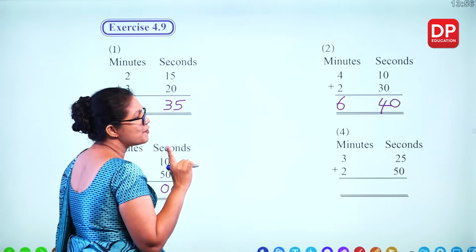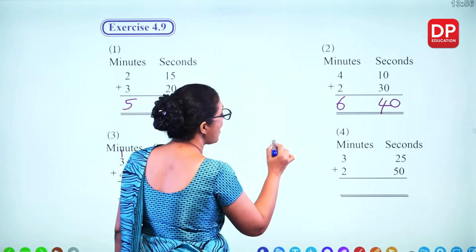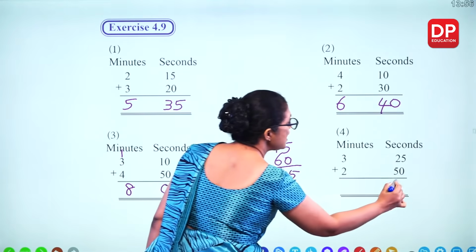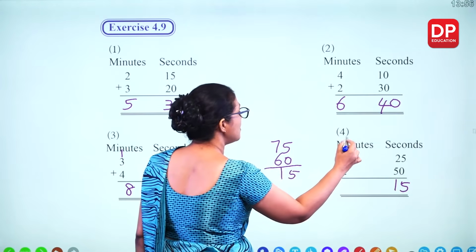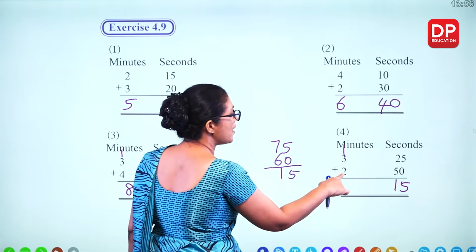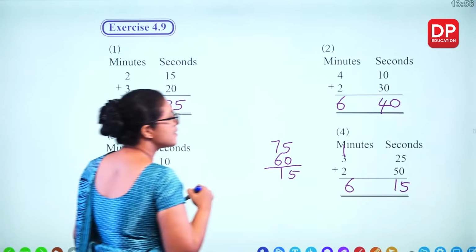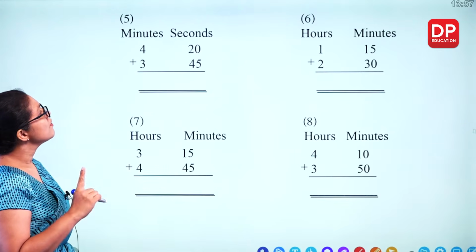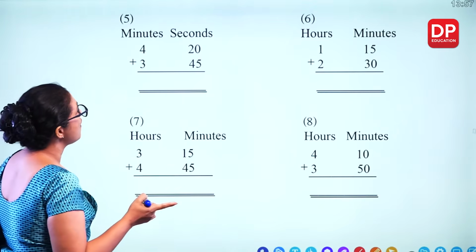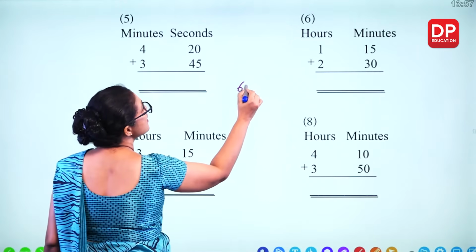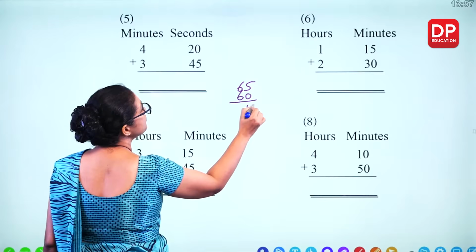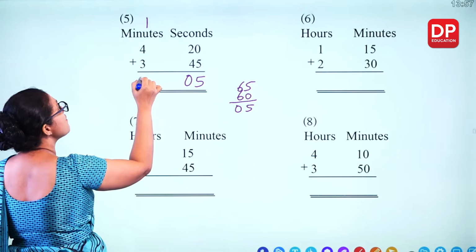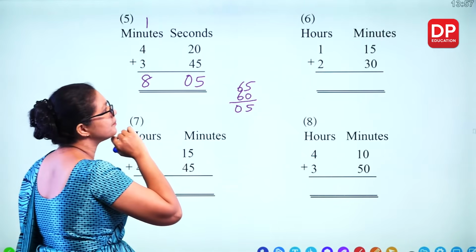This one, 50 plus 25, 75. So subtract 60 from that. You get 15 seconds. And here 1 you can add it. 3 plus 2, 5 plus 1, 6. This one, adding. 45 plus 20, 65. So more than 60. So subtract 60 there. You get 5 here. So you are adding 1. 4 plus 3, 7 plus 1, 8.